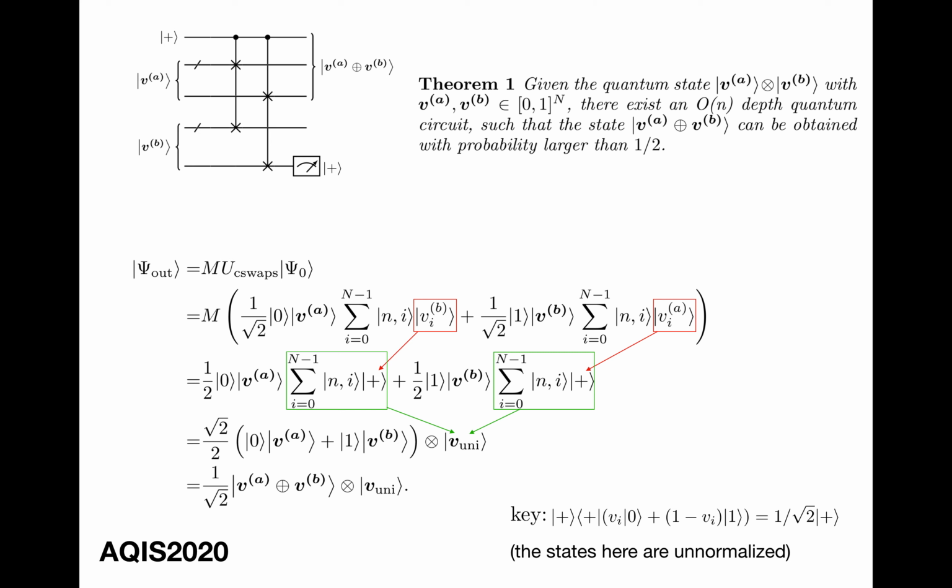Some details are provided as follows. After a set of control swap gates, we obtain these quantum states. After that, we project one of the value qubits to plus states. The key idea here is that after the projection, the last n plus 1 qubits are disentangled from the rest of the system. The remaining system is exactly the direct sum of VA and VB. It should also be noted that the probability of a successful projection is always larger than 50%, so it will not be a very low value even in the worst case.